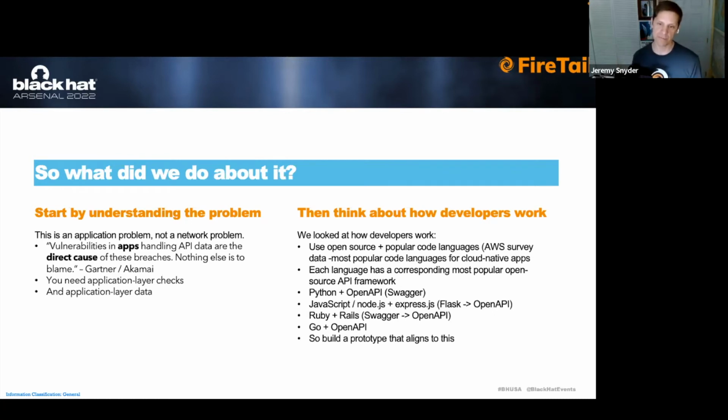And so we looked at the most popular frameworks for building APIs. We took some data from some AWS developer surveys and looked down the list of most popular code languages. And then for each language, what we found is there is really one emerging corresponding standard for what the most popular API framework is for that code language. And we thought about aligning to those.